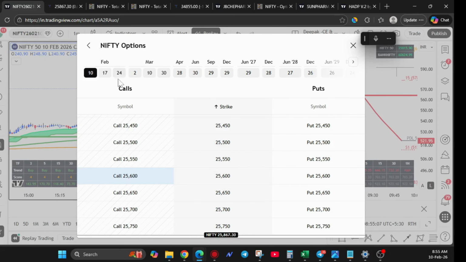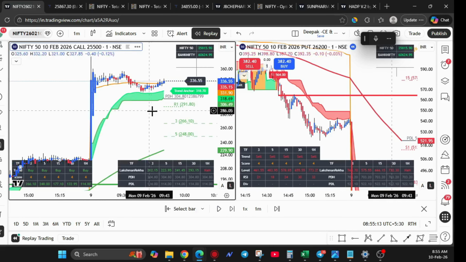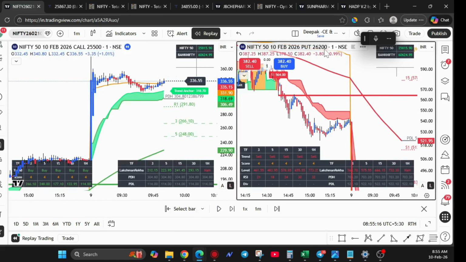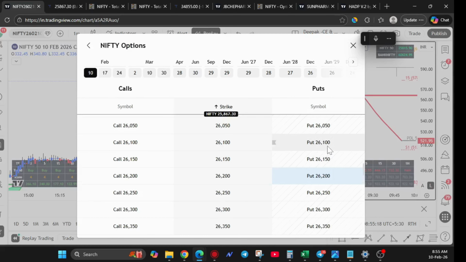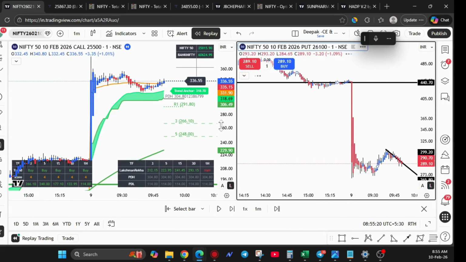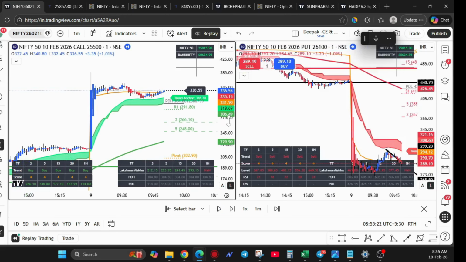It doesn't matter, but the best thing is to move to 300 points down. So the 25,500 call option and 300 points above is the 26,100 put option. We will avoid the 50 strike prices. What does it mean?